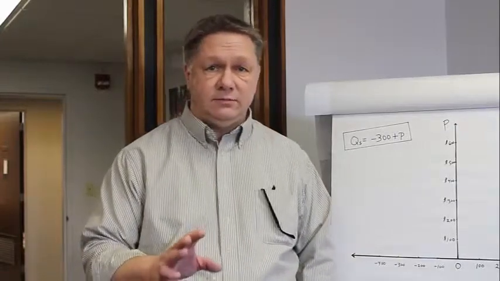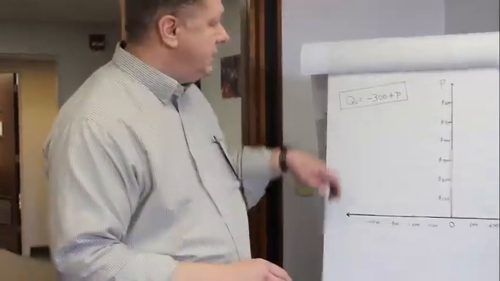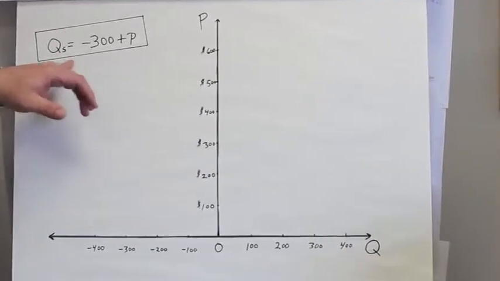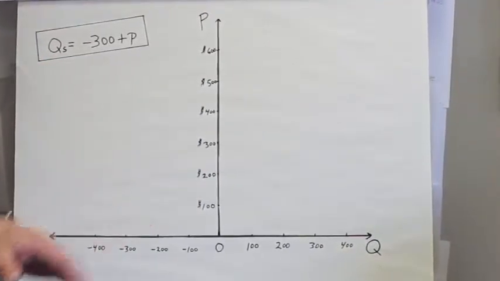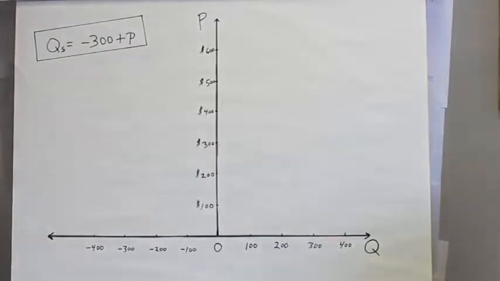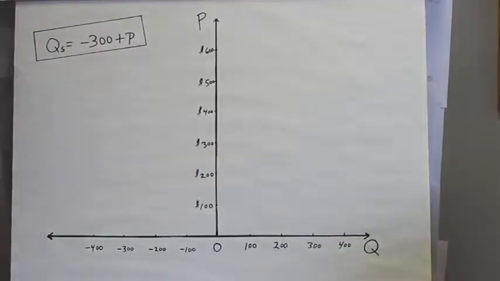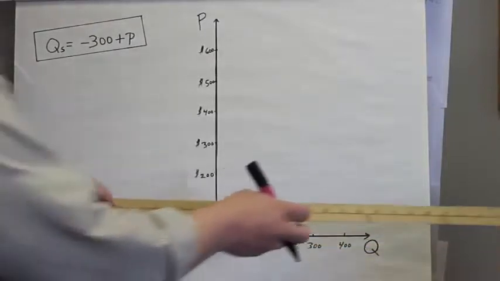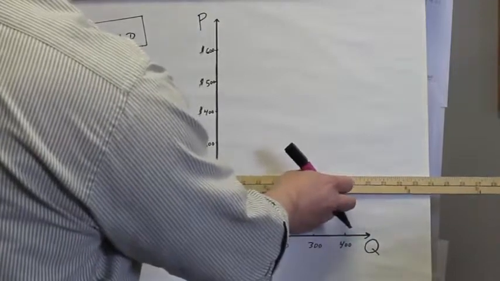I'm going to give you a very simple example here. Let's say that we have a problem where the quantity supplied is equal to negative 300 plus P. And let's further say that the government imposes a ceiling that we cannot charge more than $200 for that product. We're just going to draw a line where that ceiling happens to be.